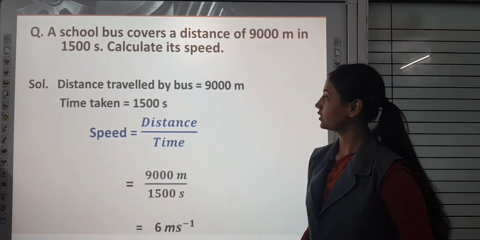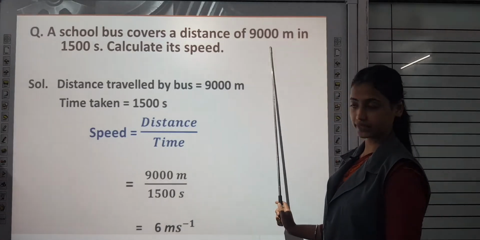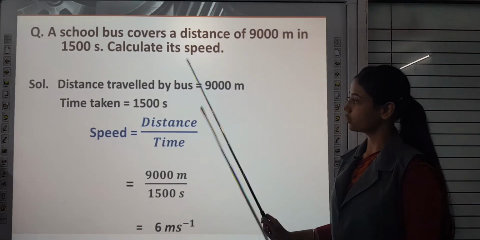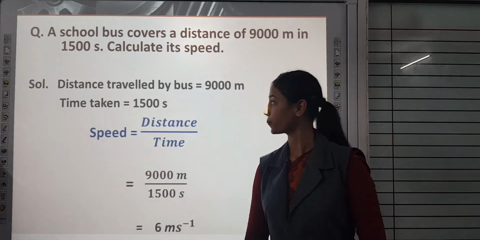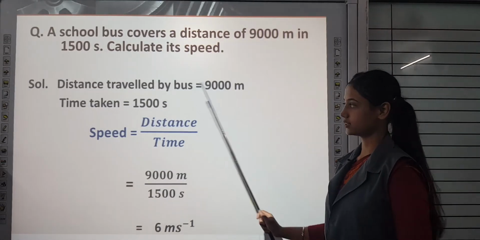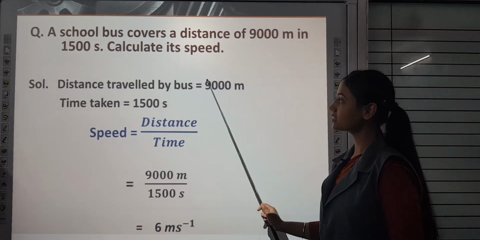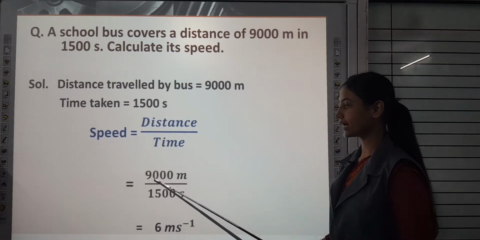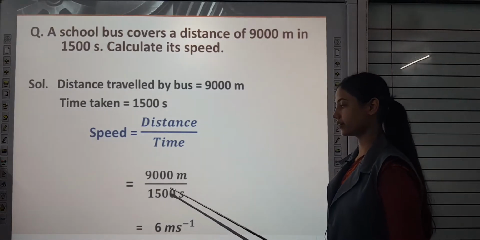Let us do a question. A school bus covers a distance of 9,000 meter in 1500 seconds. So, calculate its speed. For speed, we should know the distance travelled by an object and the time taken. So, distance travelled by the bus is given 9,000 meter and time taken is 1500 seconds. Put these values in the formula of speed. Instead of distance, we will write 9,000 meter and in place of time, we will write 1500 seconds.